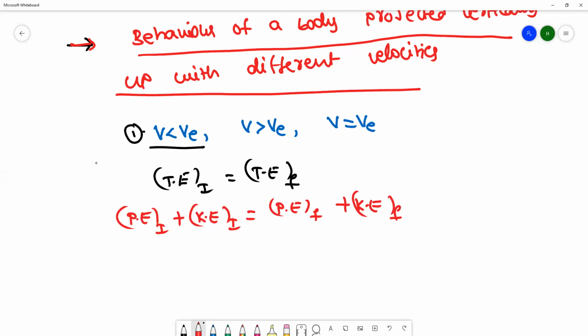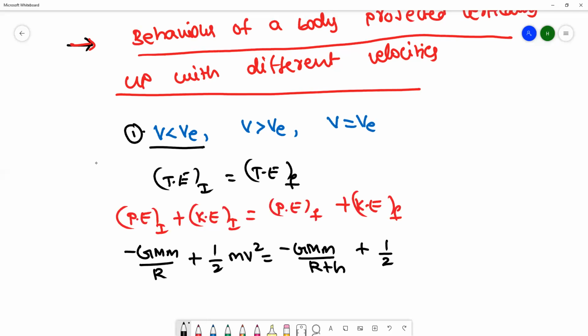The potential energy initial is minus GMm divided by r, plus kinetic energy initial, half m v squared. That is equal to potential energy final, minus GMm divided by r plus h, plus kinetic energy final, half m v infinity squared. So this is the kinetic energy final. If the body is projected with less than ve, it will go some more height and come back. So the body will reach a maximum height.